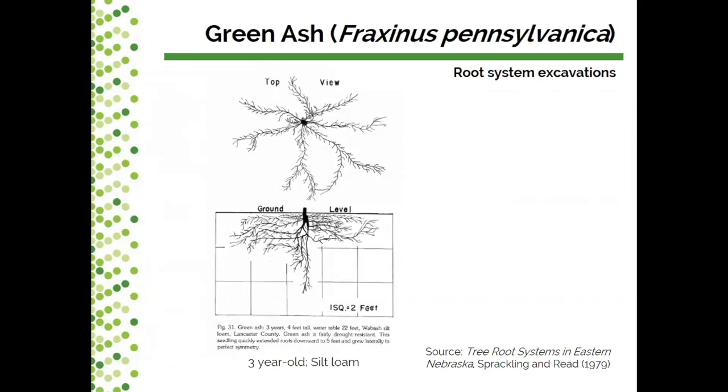And lastly, the green ash, one of them that they dug up, a 4 foot tall, 3-year-old green ash growing in silt loam again. It's got a 4 foot long kind of taproot, but the taproot kind of split off into a few different ones, and then it's also got excellent distribution.